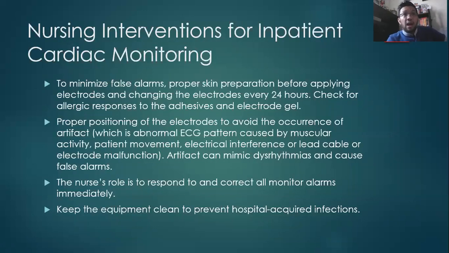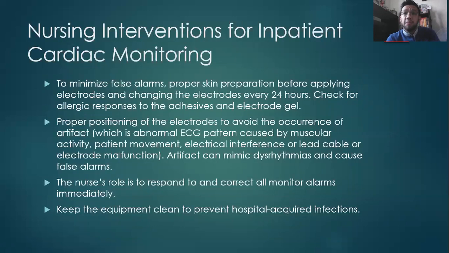When we talk about artifact in ECG, this is the abnormal ECG pattern caused by muscular activity, patient movement, electrical interference, or lead cable or electrode malfunction. Meaning there is a false alarm or false positive appearing on the patient's cardiac monitor because of artifact. Maybe the electrodes were improperly placed. Maybe the patient is moving a lot, and artifact can mimic dysrhythmias and can cause false alarms.